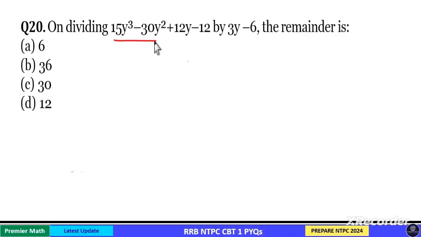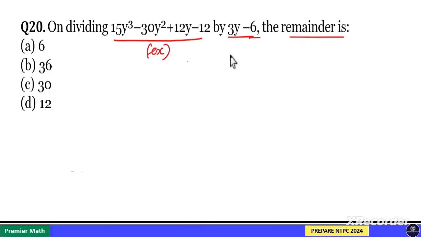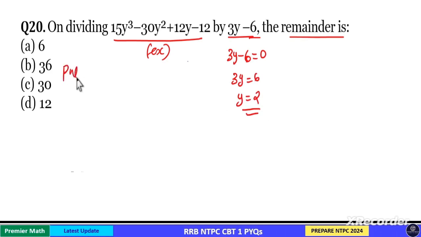On dividing the quadratic equation by 3y minus 6, the remainder is, here this is f of x. Now to get remainder, just equate the divisor to 0. So 3y minus 6 is 0 means 3y is equal to 6. Then y is equal to 2 from this. Now put the value of y as 2 in f of x and find the remainder.